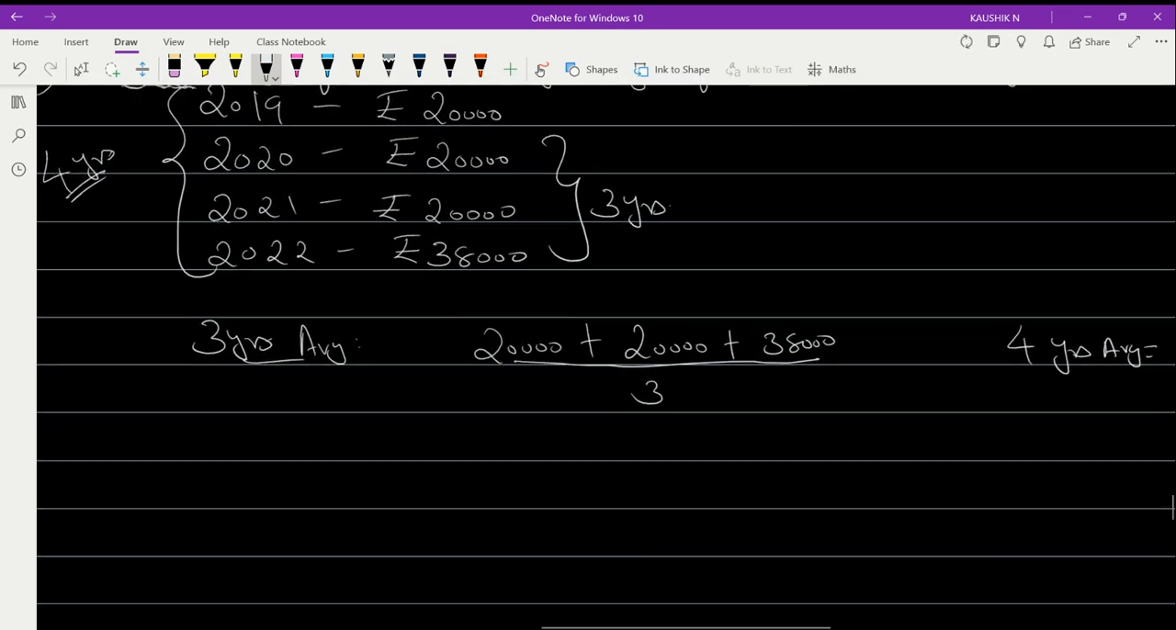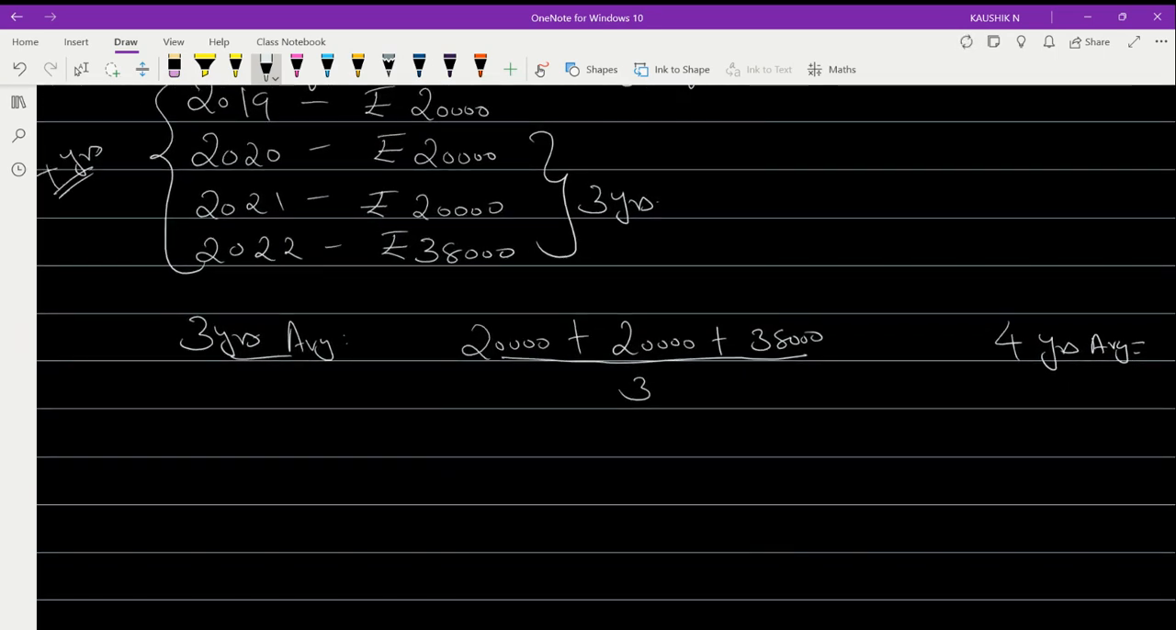Now let us first calculate the total of these 3 years. 20 plus 20 is 40, 40 plus 30 is 70, 70 plus 8 will give you 78,000. Divided by 3, how much will you get? When you divide 78,000 by 3, 78 by 3, how much do you get? 26,000. Very good. You are getting 26,000 here.